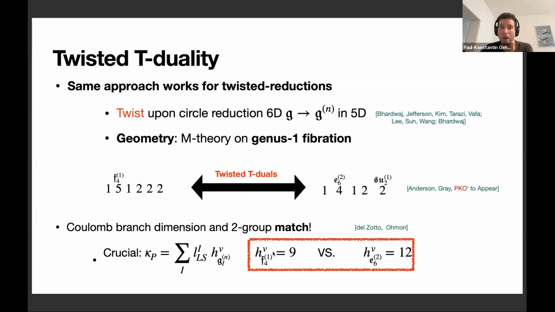For example, F4 has a dual Coxeter number of 9, and E6 twisted, which also has an F4 subgroup but is its Langlands dual, has a dual Coxeter number of 12. So these are really very different quivers, and it's highly non-trivial that the 2-group data of these two guys matches.